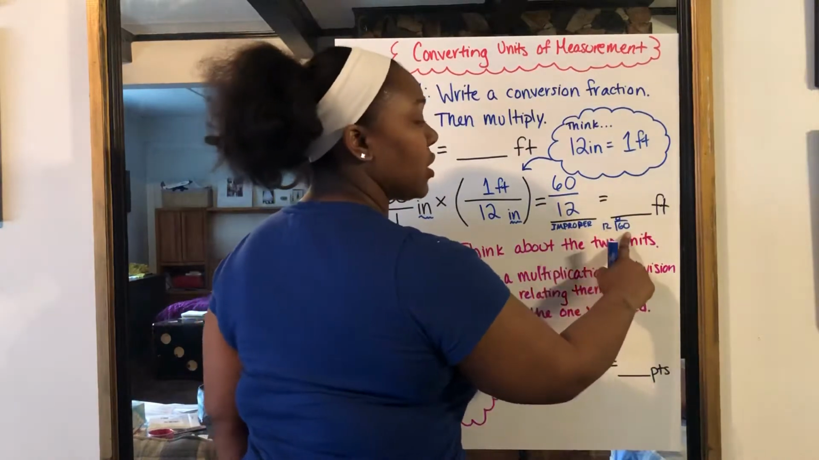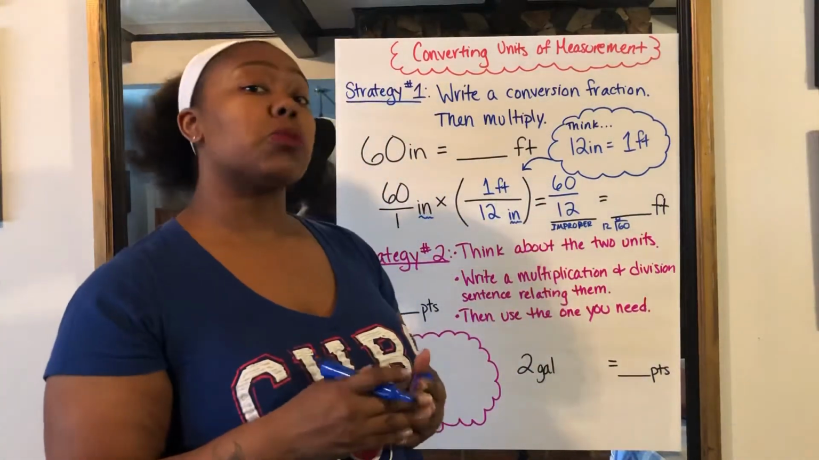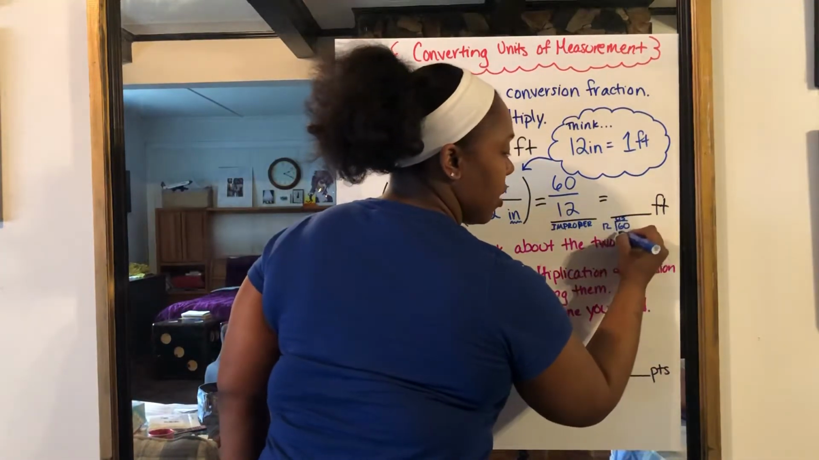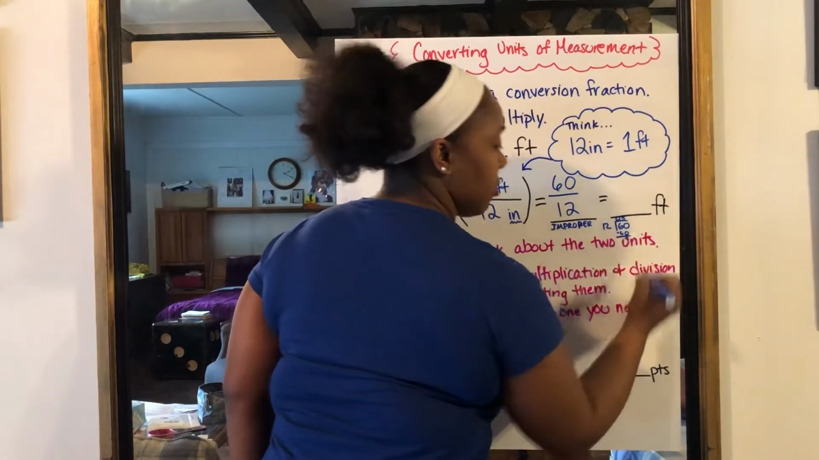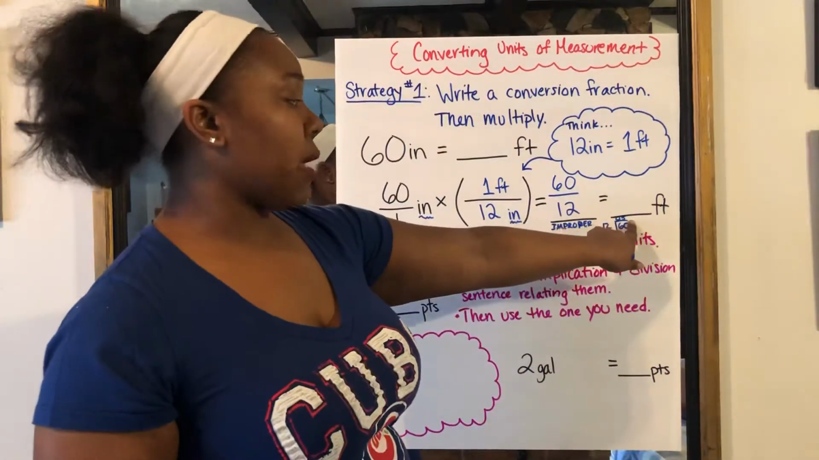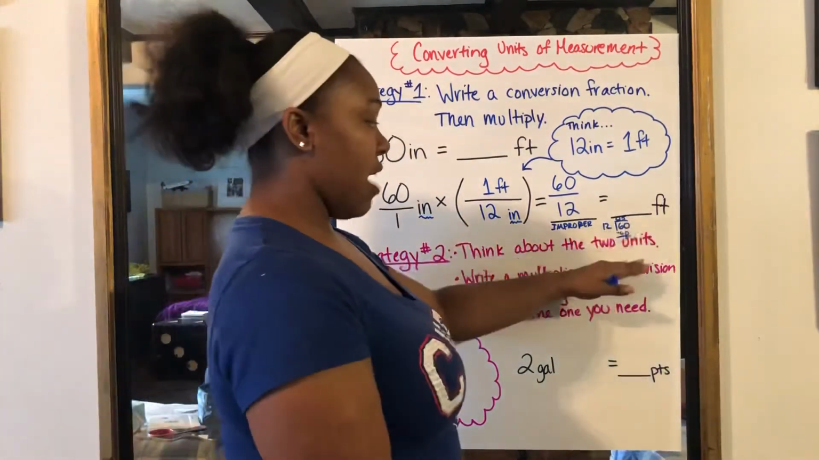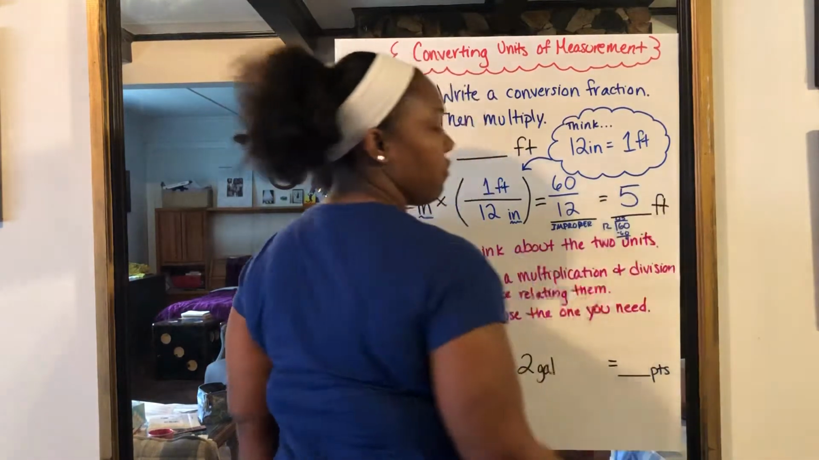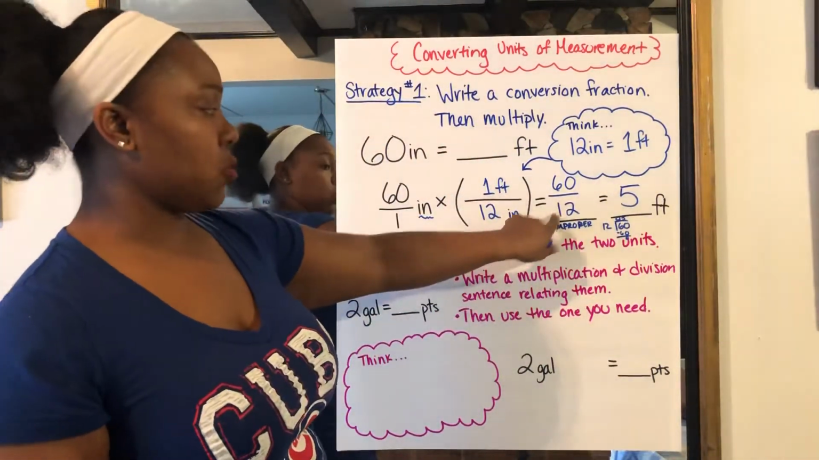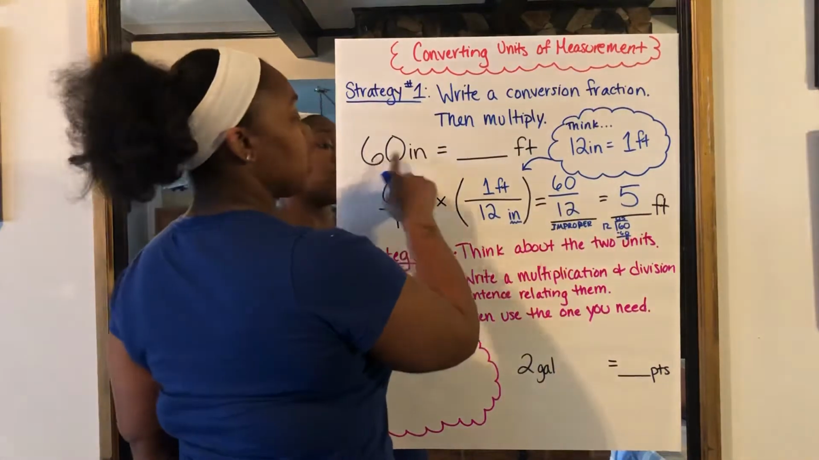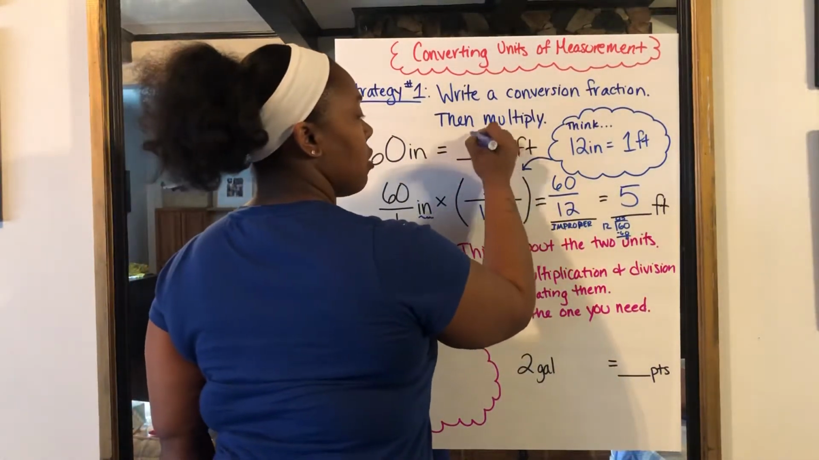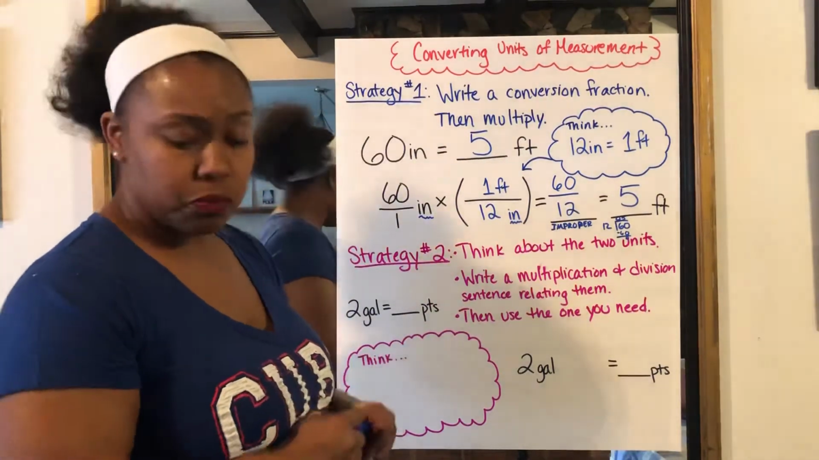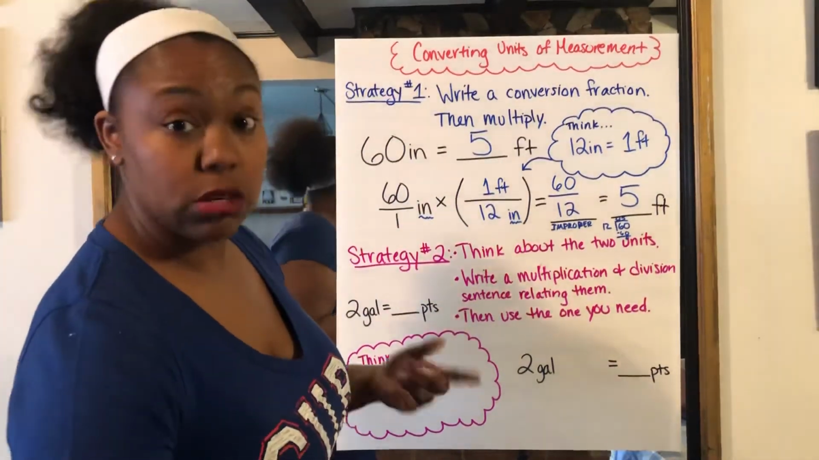How many times does 12 go into 60? Well, if we know our multiples, it goes in 5 times. So that becomes a 5. That is 60, so I'm left with nothing, which means that it's a whole number, right? 60 divided by 12 is 5. So 60 inches equals 5 feet, okay? That is strategy 1. Let's take a look at strategy 2.